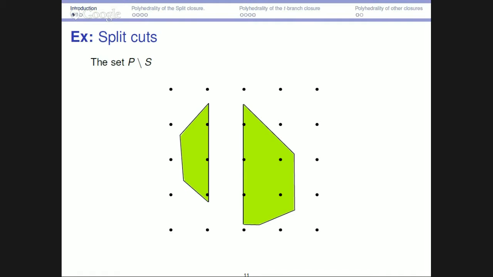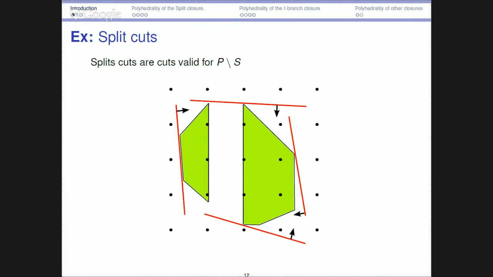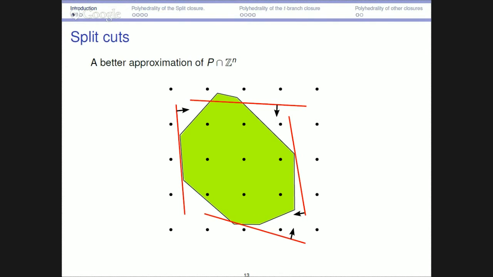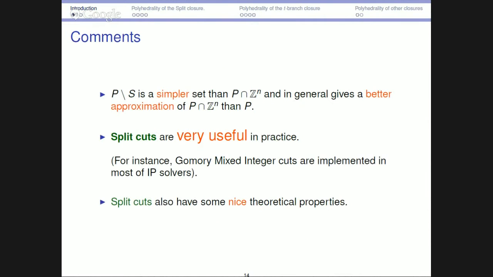And then you start computing some cutting planes, so valid inequalities for P minus S. The hope is that this region is easier to understand than the integer points. That's why we use this kind of split sets. So you compute these cutting planes, and what you obtain is a better approximation. And this very simple geometric procedure is actually very important and very useful in practice. So these cutting planes, these split cuts, have very nice properties.